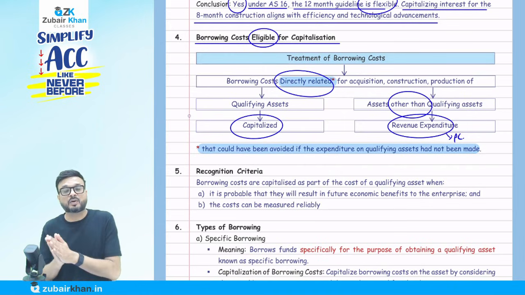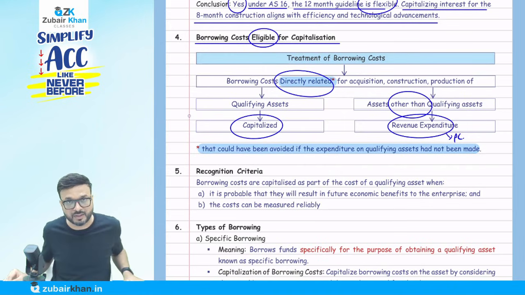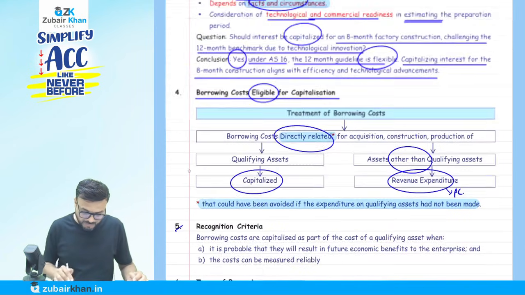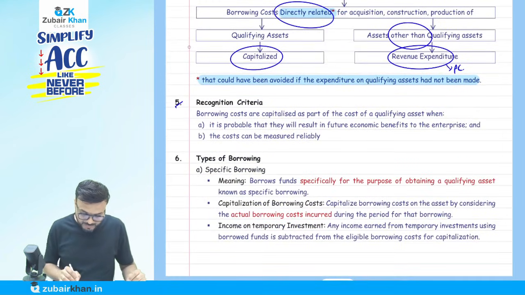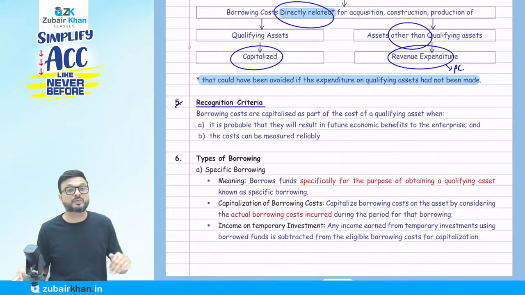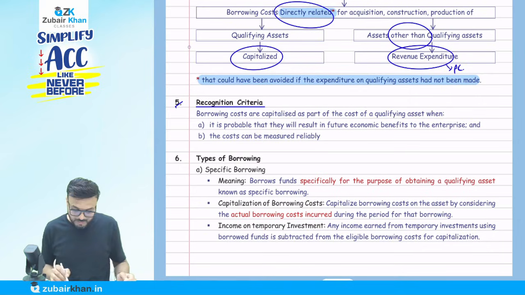Of any other than the qualifying asset, then we'll charge to the profit and loss account. Okay. Now here, I am coming to a point: what is the recognition criteria? To understand it, when should we recognize that? This is common in most of the accounting standards.